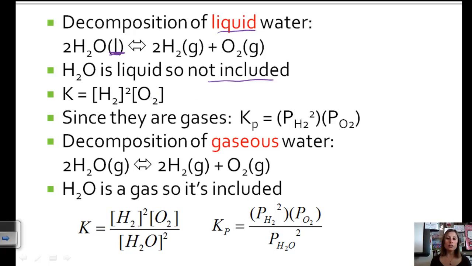Since oxygen and hydrogen are also gases, we can also write the Kp value using the same idea as we used for the equilibrium constant, only now we're using partial pressures, or pressure at equilibrium. Okay, let's look at the decomposition of gaseous water. Now that all the reactants and products are gases, we can include H2O. Here's our equilibrium expression, and here's the one in terms of pressure.